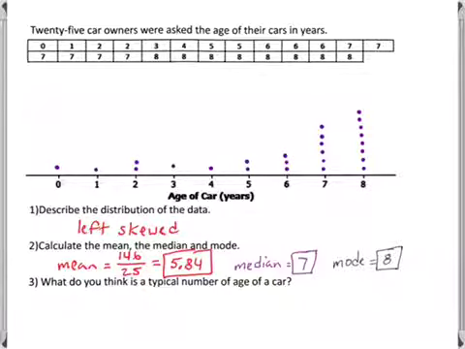And so it says, what do you think the typical age of a car is for this? Well, we know it's skewed, so the mean is probably not a good indicator. So I'm going to say it's going to be either 7 or 8, or in between 7 and 8 years.